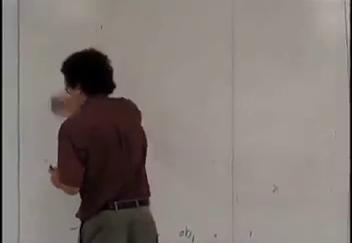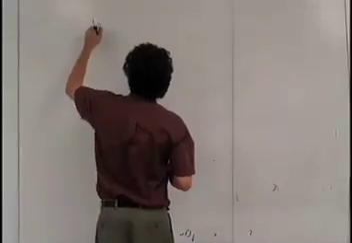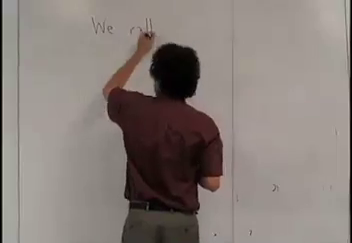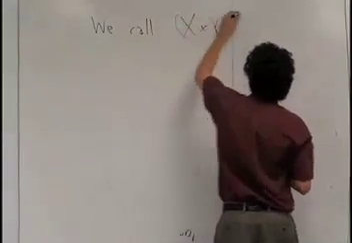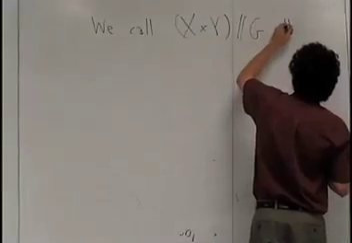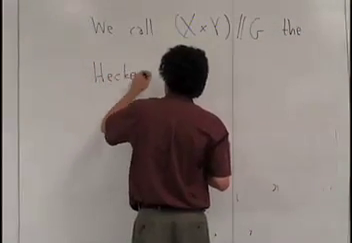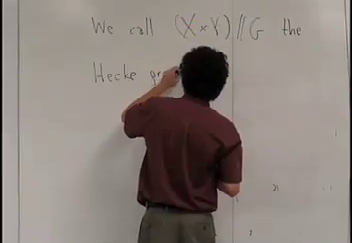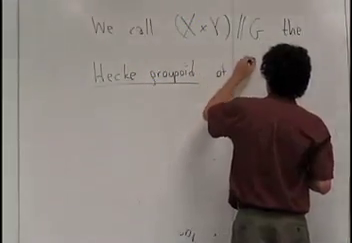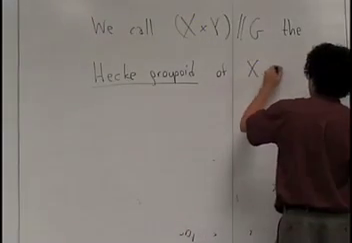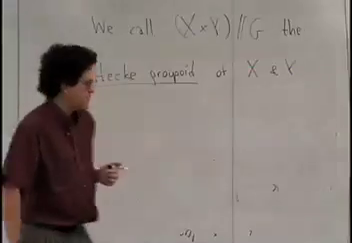So, sort of take a little detour here. We'll call X times Y weakly mod G, this week, Jim and I have been calling it the Hecke groupoid of X and Y, from X to Y. And I just want you to understand what it's like.